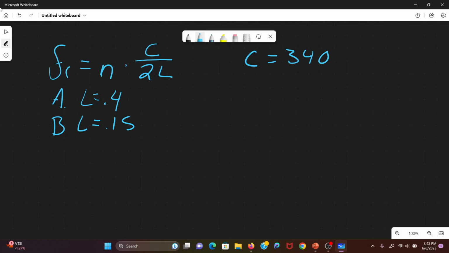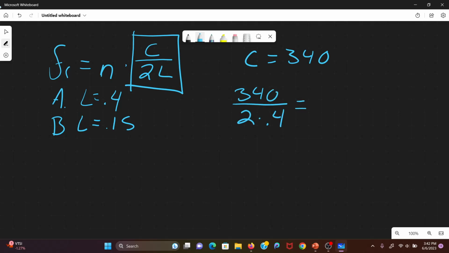So for 0.4, your formula looks like this. We're going to start by solving for that portion right there. 340 over 2 times 0.4 equals 340 over 0.8, which also equals 425.